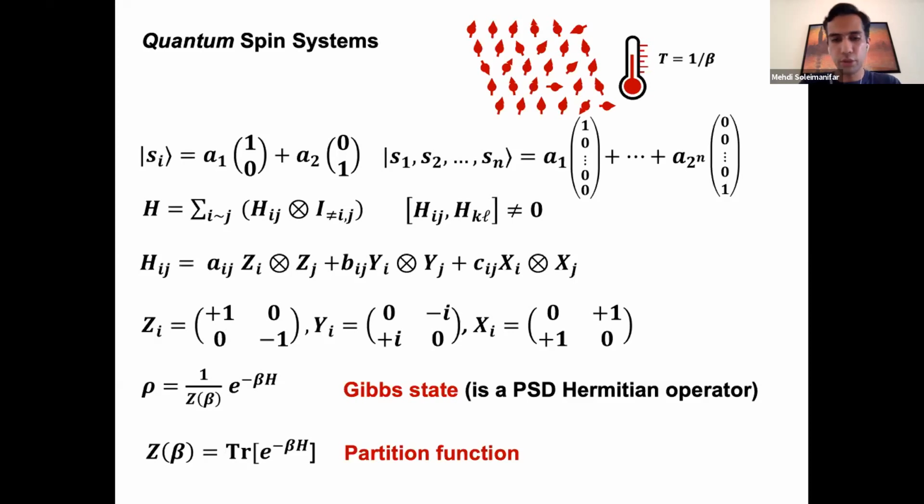And instead of the Gibbs distribution, now we have a Gibbs state, which is defined as before in terms of a matrix exponential of the Hamiltonian. And it's just, again, a general PSD Hermitian operator. So we usually call this a density matrix or density operator in quantum mechanics. And the partition function is the trace of the matrix exponential. So as I said before, this partition function is basically what we would like to approximate. And once we have that, then we can get physical properties of the system that we would like to estimate.